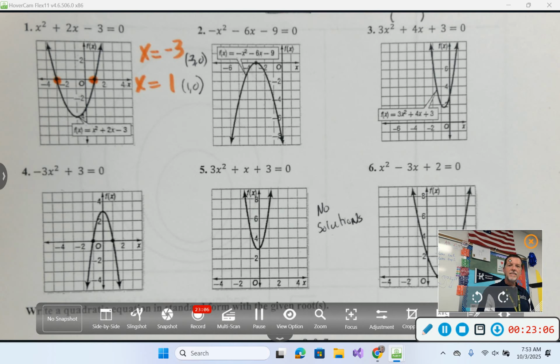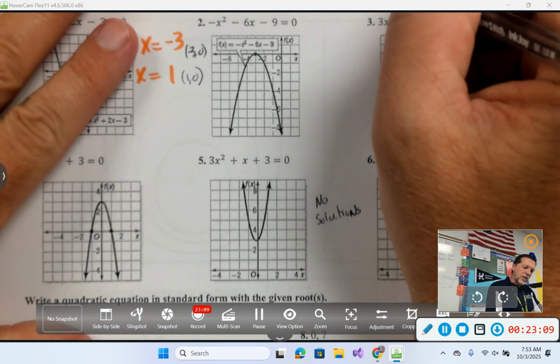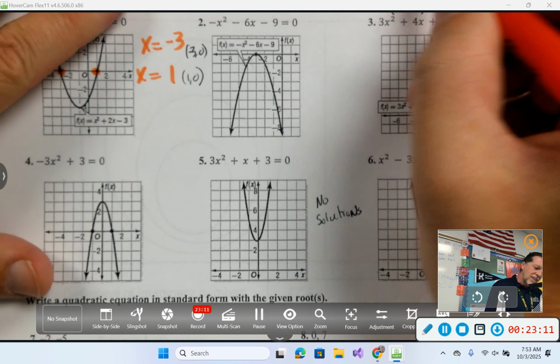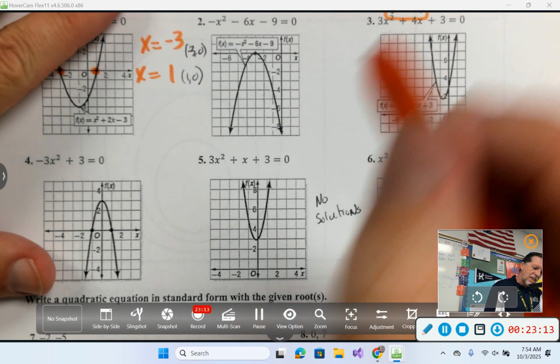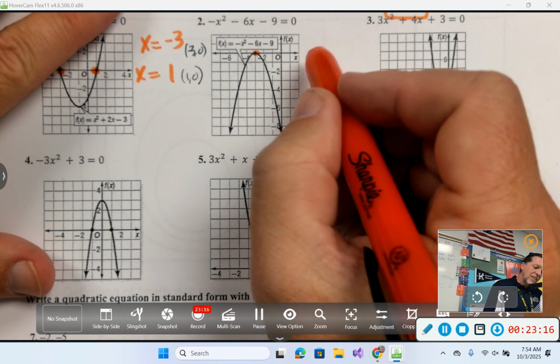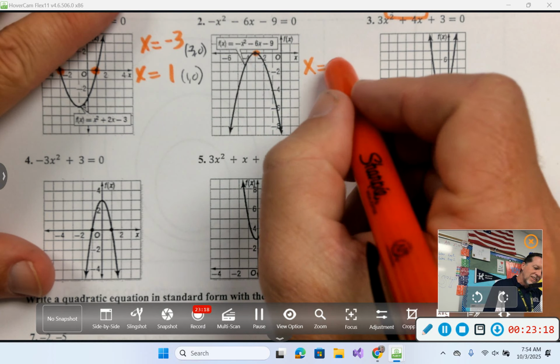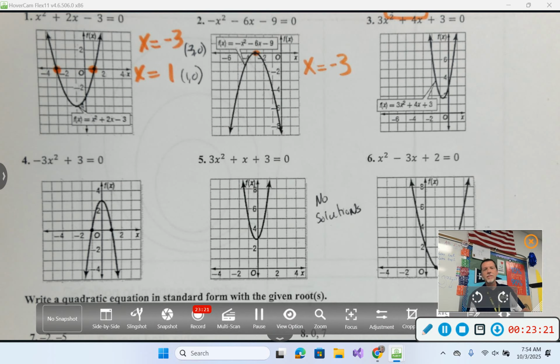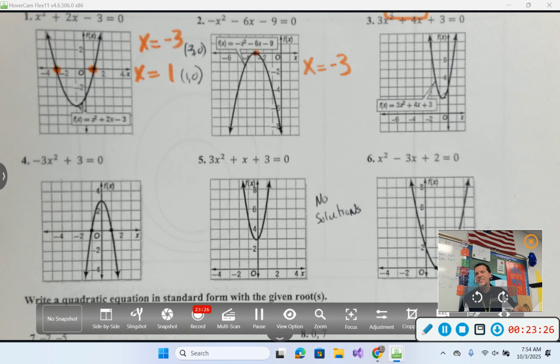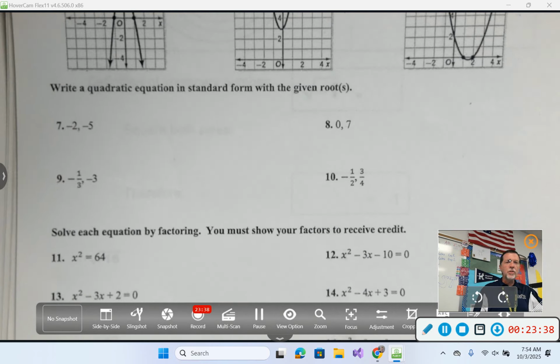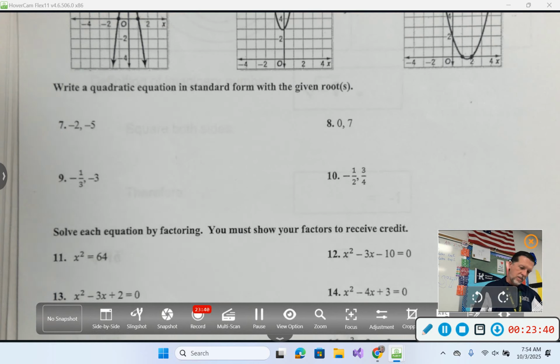Wait, how do you know this is not a solution? Because I'm looking for x-intercepts. I mean, the vertex lands right on the x-intercept. Yes. So that counts. You're right, it doesn't cross the x-axis, but it touches the x-axis, and that's good enough. And yeah, you're right, number 3 is a no solution as well. So 1 through 6, pretty quick. 7, 8, 9, 10, those are the Jeopardy questions.